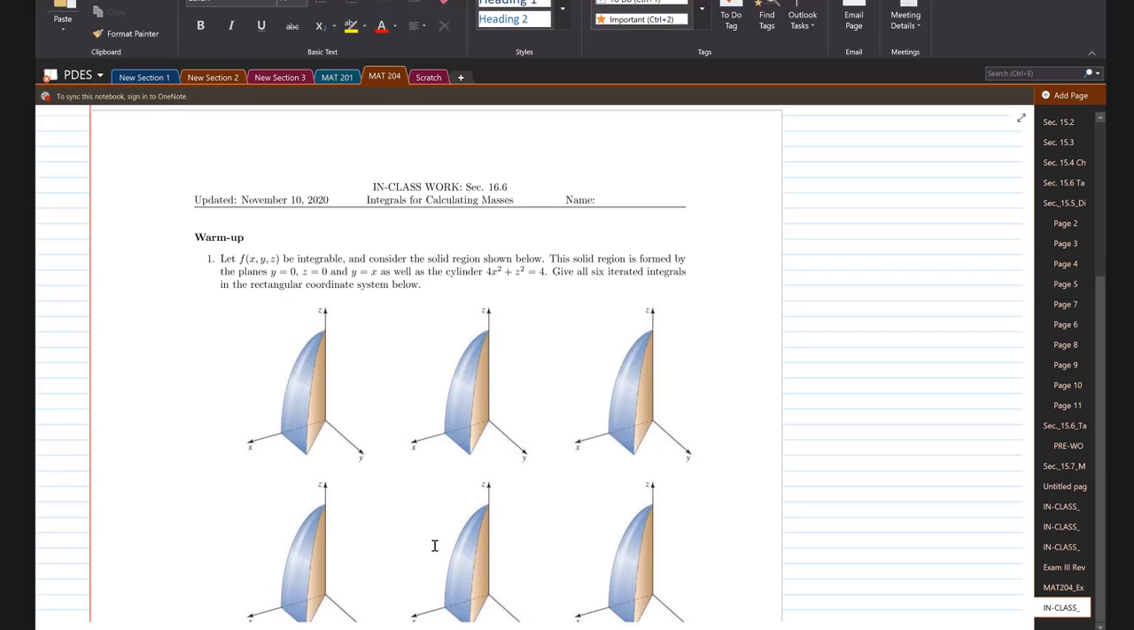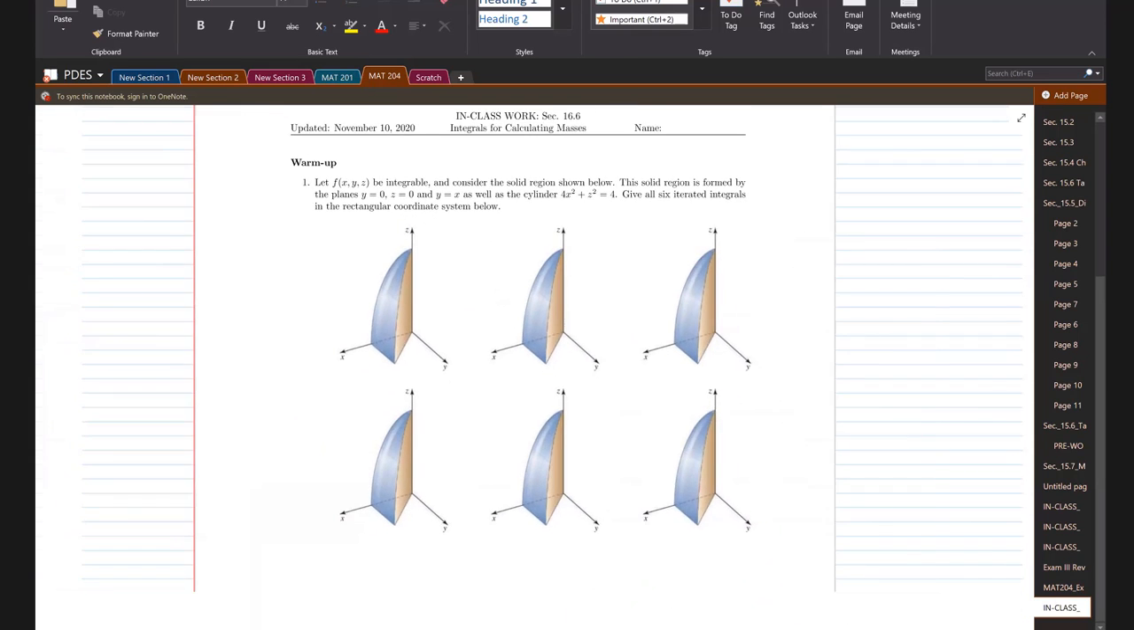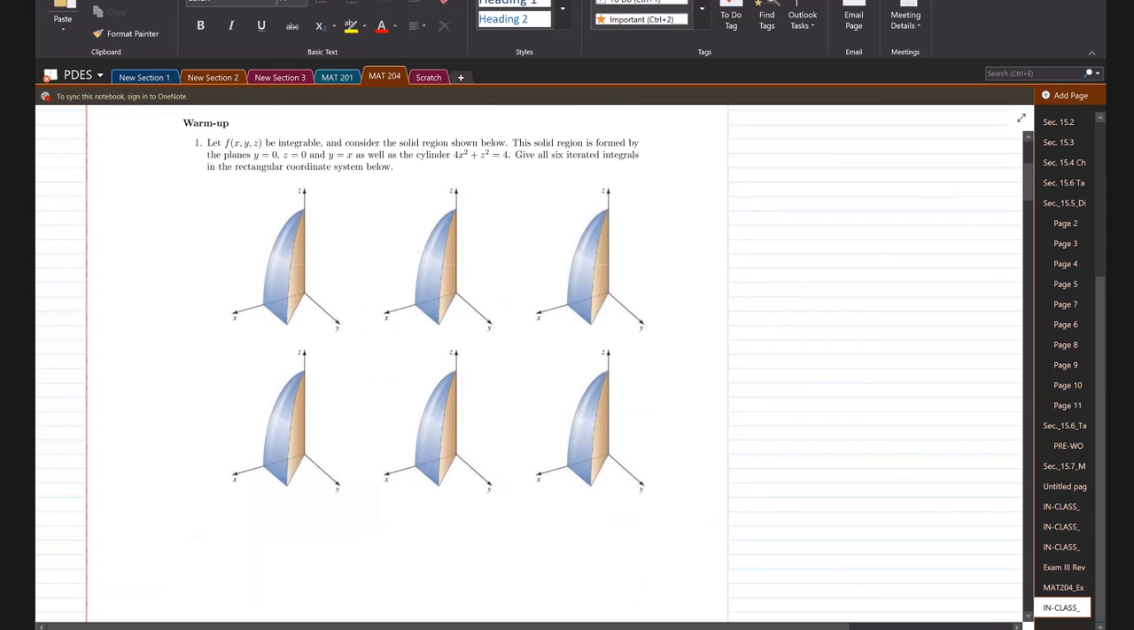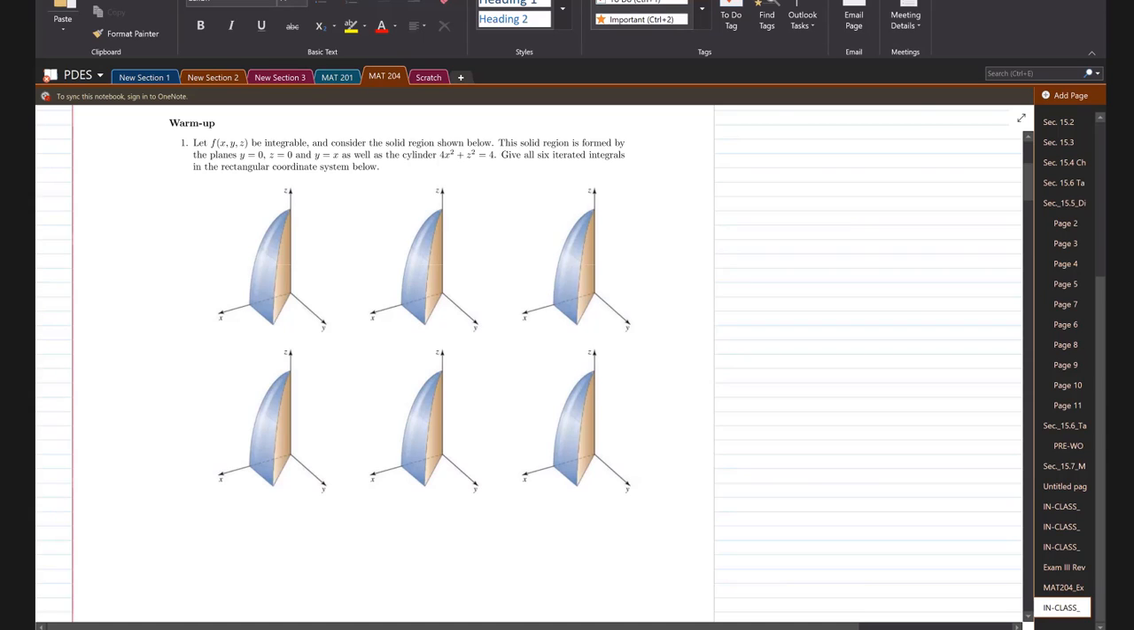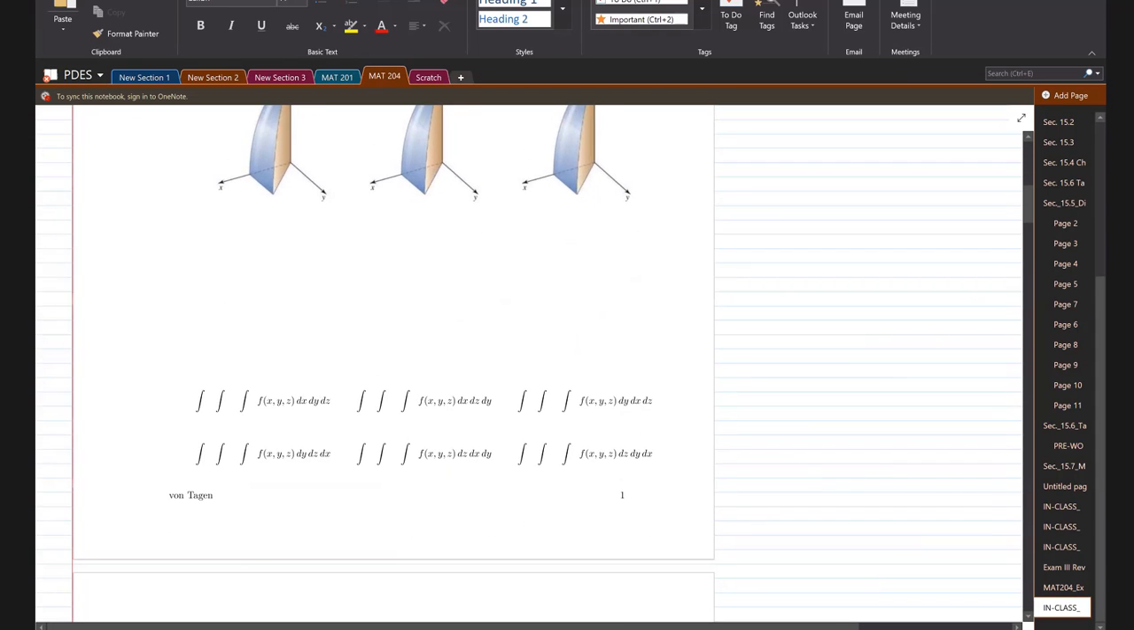And so what I'd like to do is work through it with you, because I feel like we're still having some difficulties with these triple integrals. So this looks similar to that bonus question. You can see that I repeated the image 6 times for you, so we can actually do some sketches on these. What we're going to do is set up all of the different triple integrals that we can in the rectangular coordinate system.